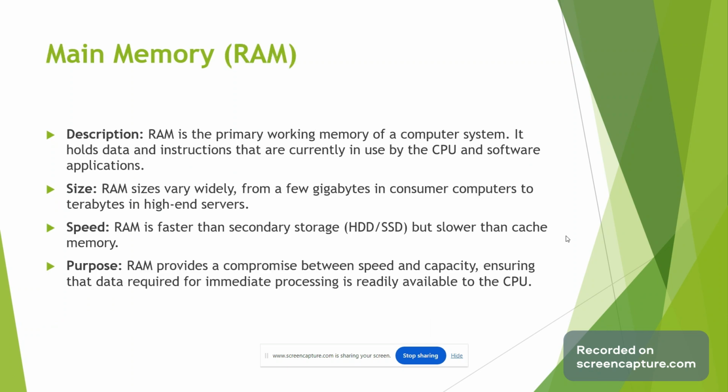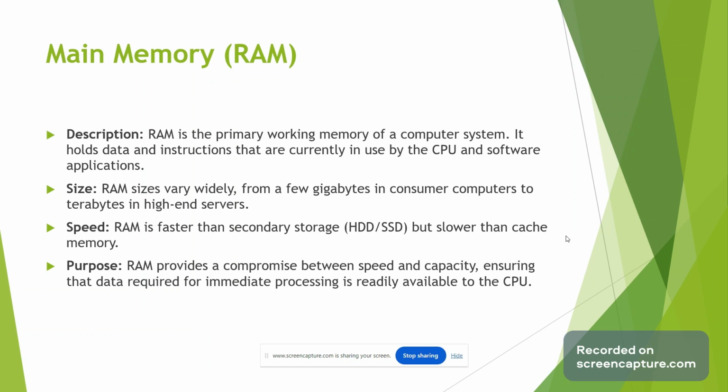Now, what is main memory? Main memory, as we generally know, is RAM. Description everybody already knows: RAM is the primary working memory in the computer system. It holds data and instructions that are currently in use by the CPU and software applications. The size of RAM, we know, is very wide, from a few gigabytes in consumer computers to terabytes in high-end servers. Speed: RAM is faster than secondary storage but slower than cache memory.